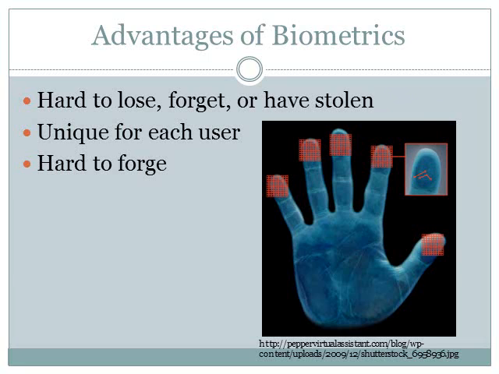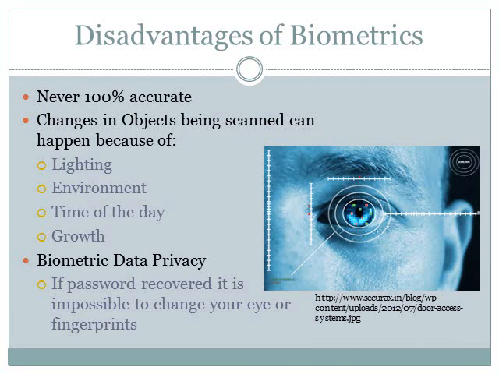There are many advantages to biometrics. One is that it is hard to lose, forget, or have stolen your hand, eye, or voice pattern. It is also unique for each user, and it is hard to forge someone else's fingerprints or their eye shape or their voice pattern because each person has such a unique one. The disadvantage of biometrics is that it is never 100% accurate, and changes in the objects being scanned can occur because of light, environment, time of day, and growth. Also, biometric data is very hard to change once it's been stolen because you can't just replace your eye or your fingerprints that easily.